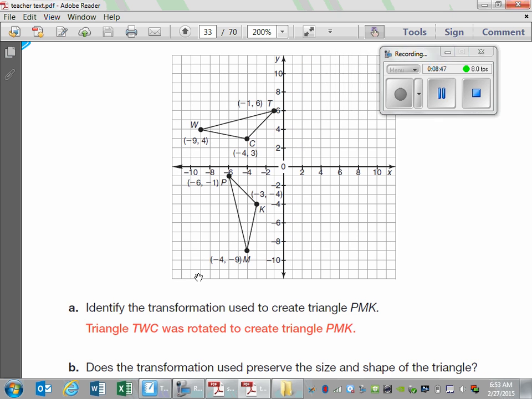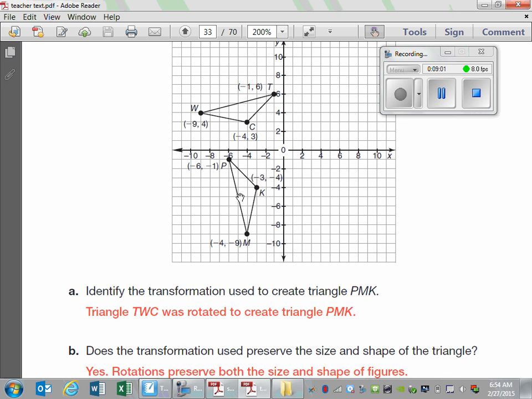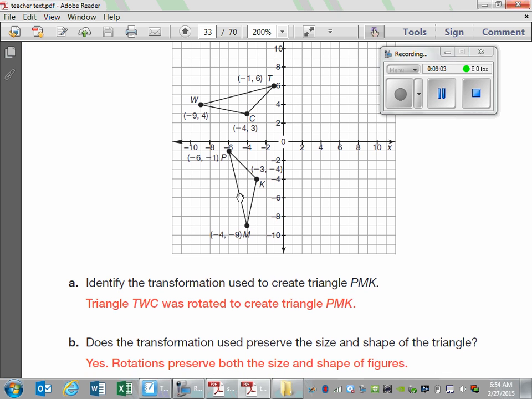B, does the transformation used preserve the size and shape? So when we went from here to here, did I change it at all? Is it still congruent? Yes, rotations preserve both size and shape. So the figures are still congruent. I just picked it up and rotated it.